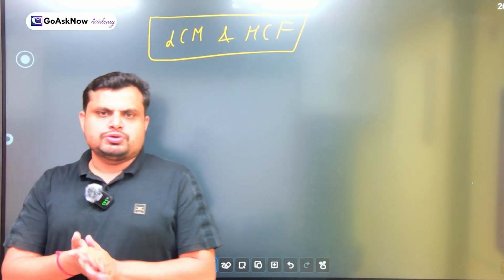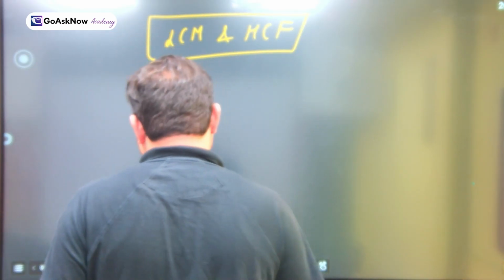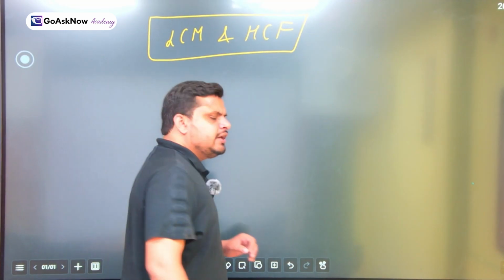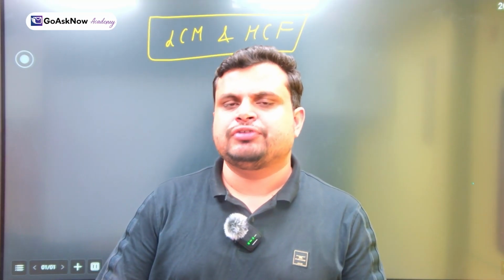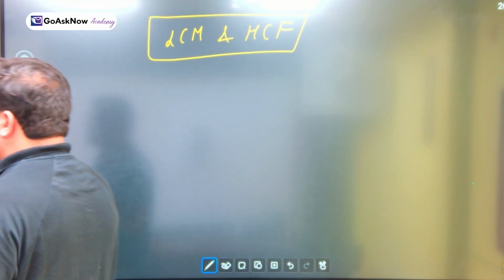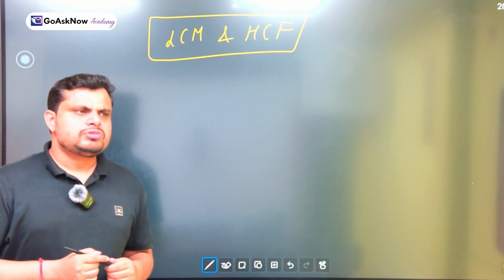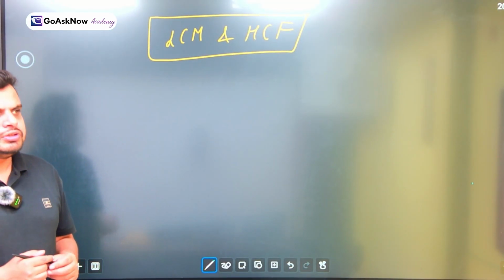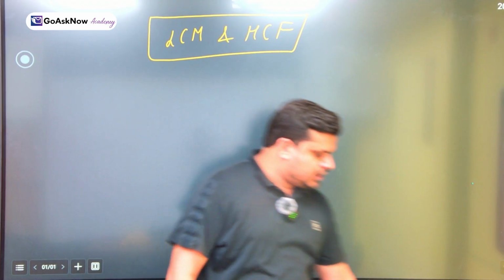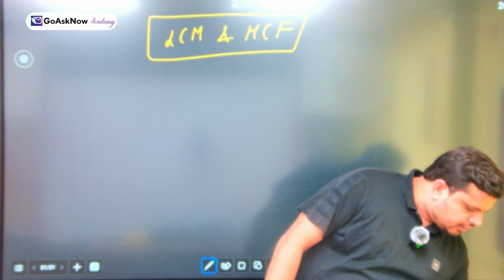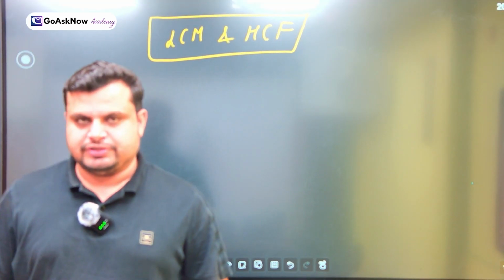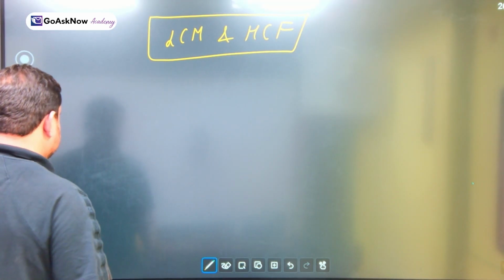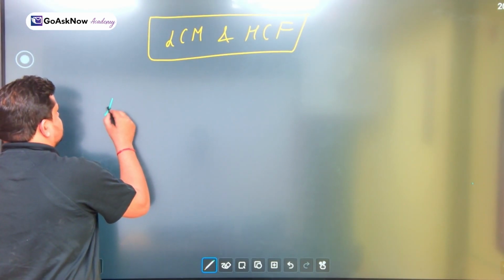As you know, from basic classes you are aware of how to find the LCM and HCF of two numbers. Two numbers, three numbers, any numbers you have given, you can find the LCM and HCF of those numbers. So today I am going to teach you how we can prime factorize a number and use that to find the LCM and HCF. So first of all, what are LCM and HCF?